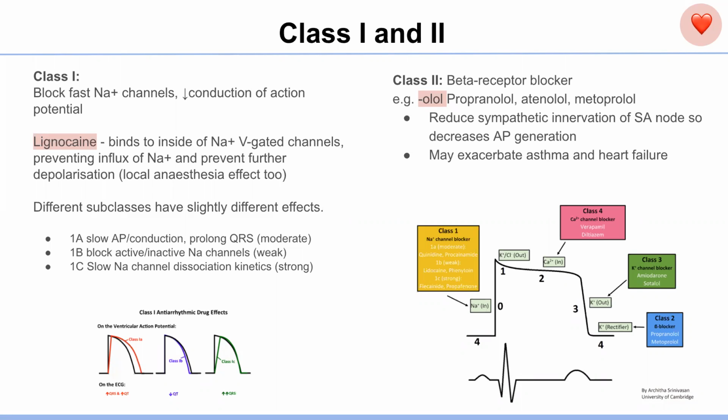Class 2, for some reason, act on the other end. They're beta blockers, which we talked about, and they help with heart rate. So they're reducing the sympathetic innervation to the sinoatrial node and hence decreasing the overall action potential generation.